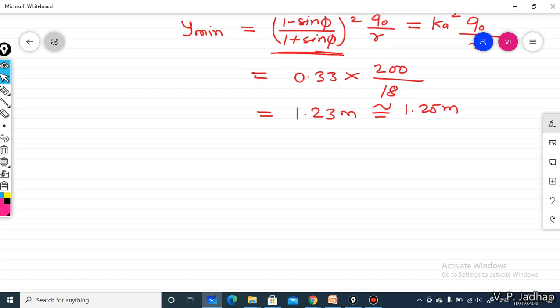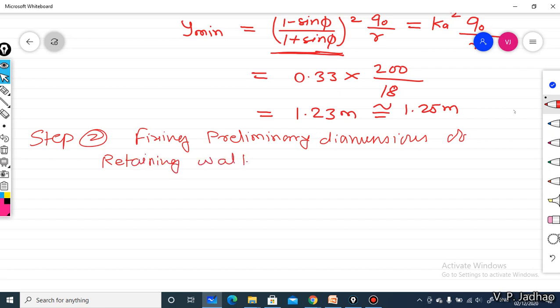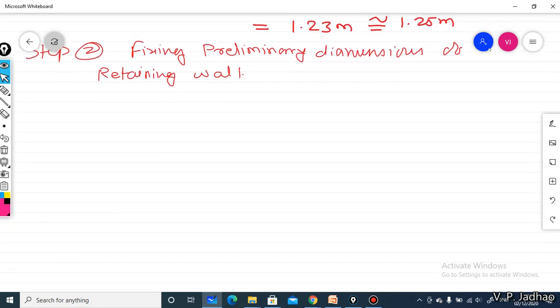Now step number 2: the preliminary dimensions of the retaining wall are required to be fixed. So step number 2, fixing preliminary dimensions of the retaining wall. This is step number 2, and we'll fix them one by one.